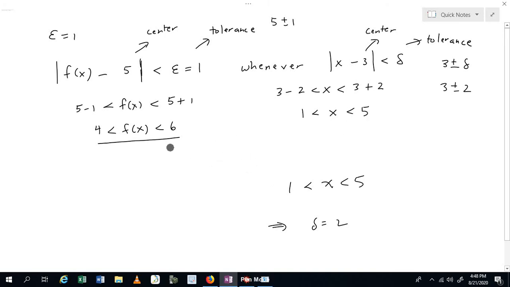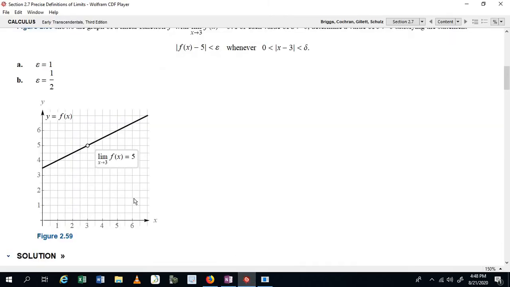Okay, so let's see if this makes sense. If I pick epsilon to be 1, I need to find the corresponding delta that would make this statement true. And I'm going to claim that delta would have to be equal to 2. And so let's see if that's true. If epsilon is equal to 1 here, then that means f of x would have to be between 4 and 6 whenever x is trapped between 1 and 5. And that's true, right? If you go back and look at the graph, f of x is trapped between 4 and 6 whenever x is trapped between 1 and 5, right?